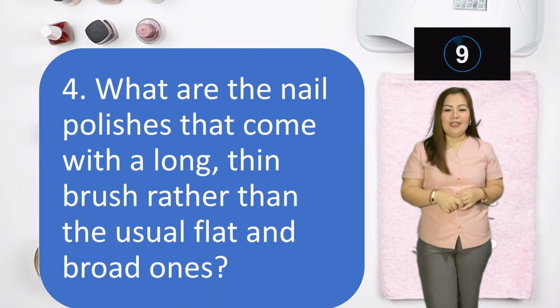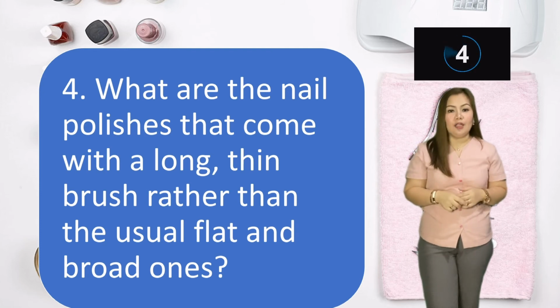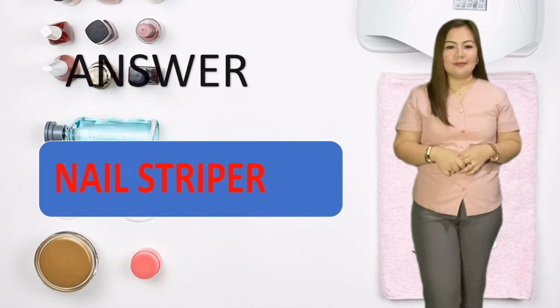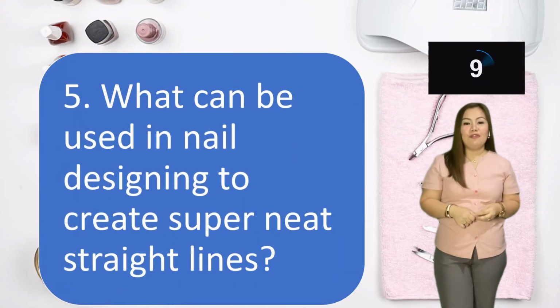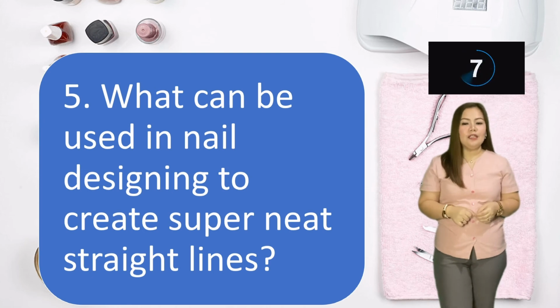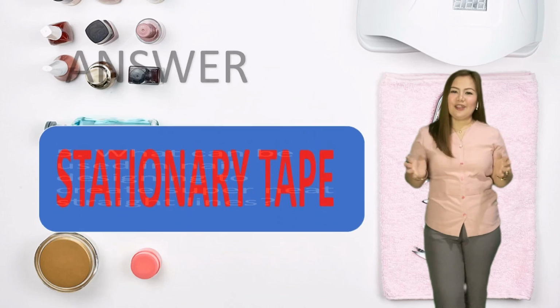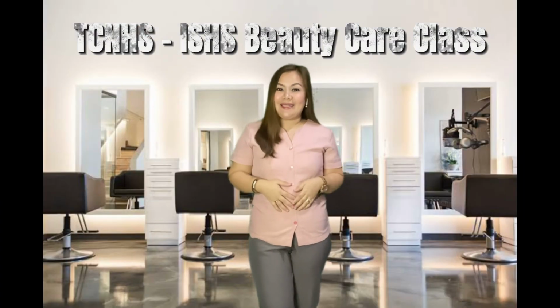Number 4. What do you call the nail art brushes that come with a long thin brush rather than the usual flat and smooth ones? Answer. Nail striper. And number 5. What can be used in nail designing to create super neat straight lines? Answer. Stationery tape. Good job everyone. I hope you all passed.